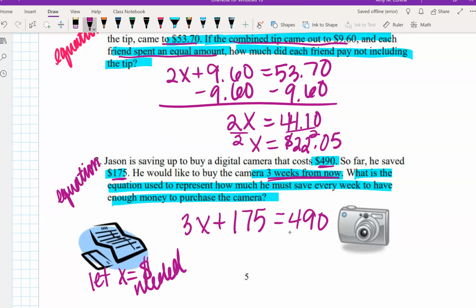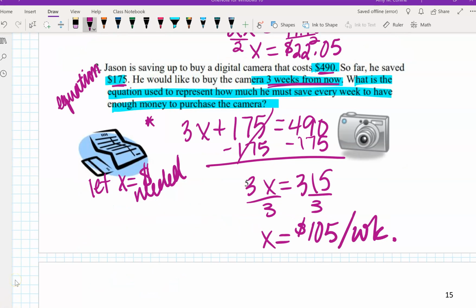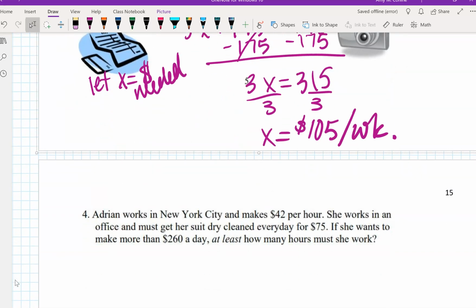Okay. And then you add that to what you have, and you should be able to get a total for the camera. So I want you to go ahead and solve for your equation. So go ahead and do that now. So when you solve the equation, Jason needs to save $105 a week so he can get the camera in 3 weeks.